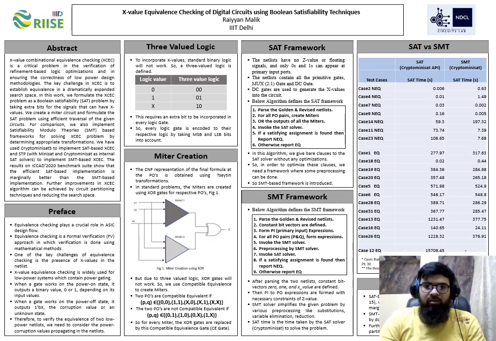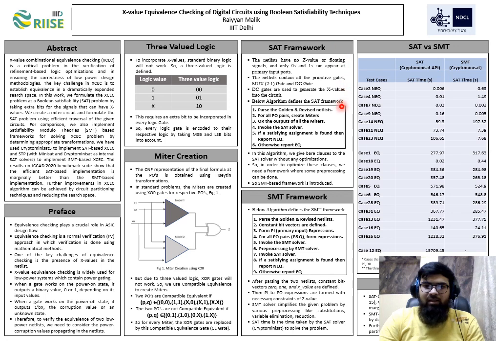Now let us talk about the SAT framework. First of all, we have two netlists. One is golden and another is revised. We need to check for the equivalence between them. There are two constraints: no Z value or floating signals can appear in the netlist, and only 0 and 1 can appear at the primary inputs.